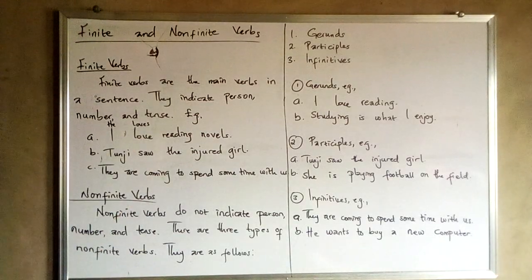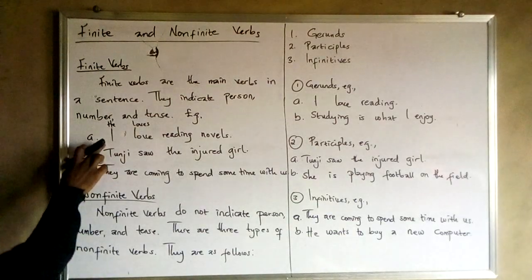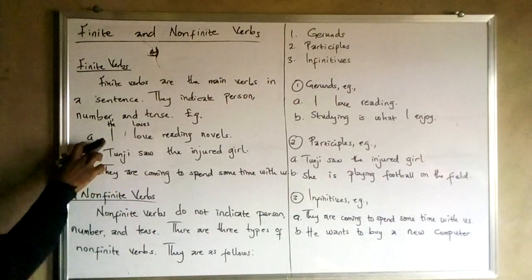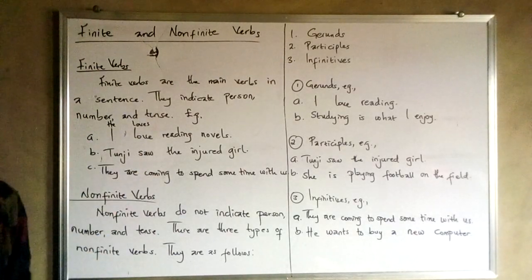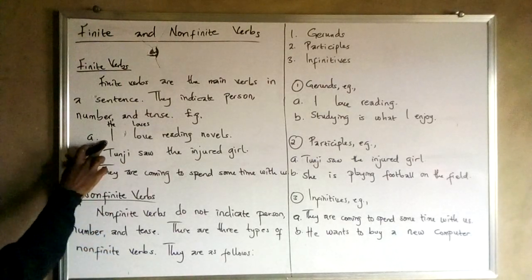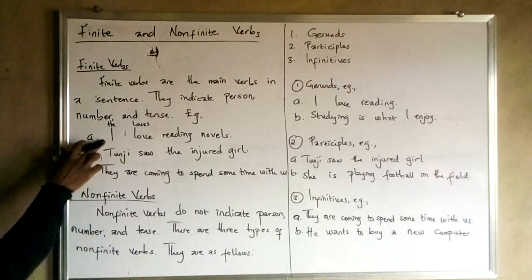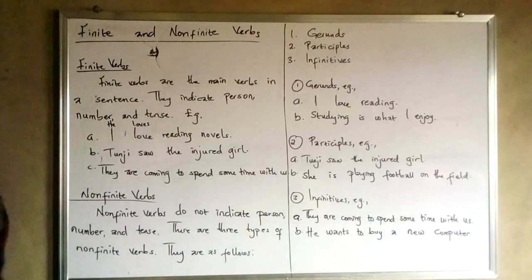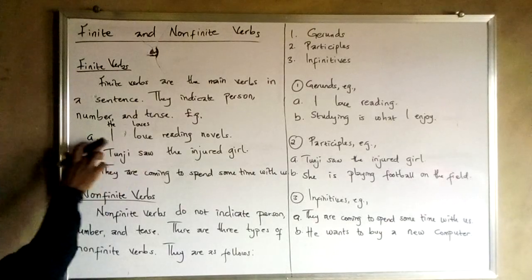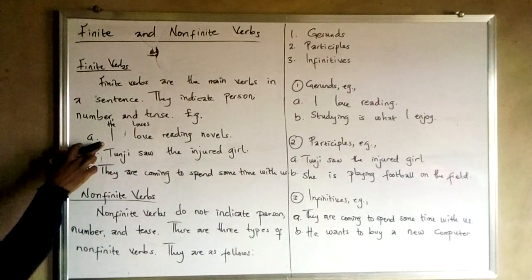So for example, here we have: I love reading novels. The subject here is I, and the love here is agreeing with the subject I. That shows this love is a finite verb. The rule says this is the first person pronoun, and the rule says when the first person pronoun I is used in a sentence, it always takes a plural verb. So here, love is agreeing with the what? First person pronoun in the sentence.